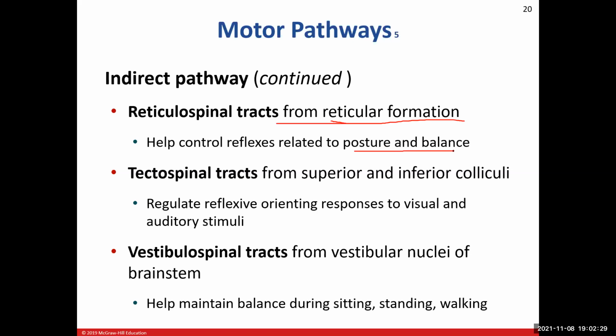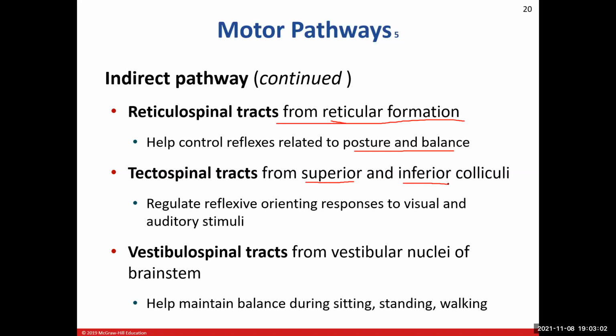The tectospinal tract, we talked about these. Remember our superior and inferior colliculi? The superior has to do with visual reflexes and tracking, whereas the inferior has to do with auditory reflexes, like turning your head when you hear somebody call your name.